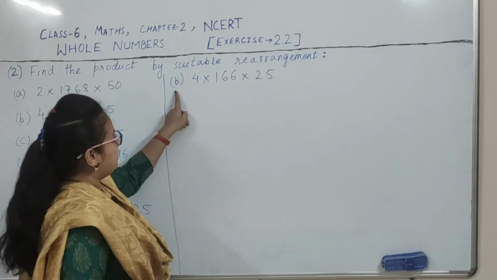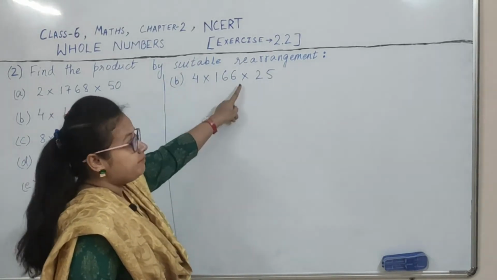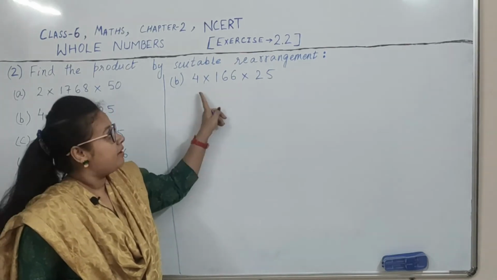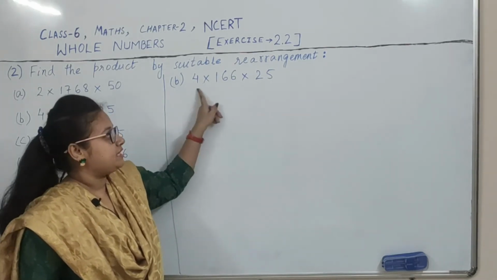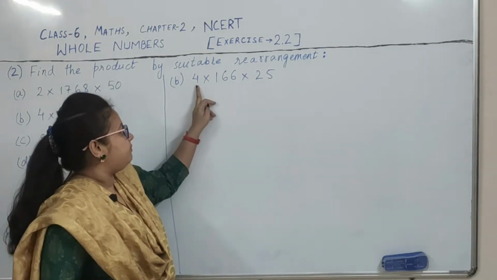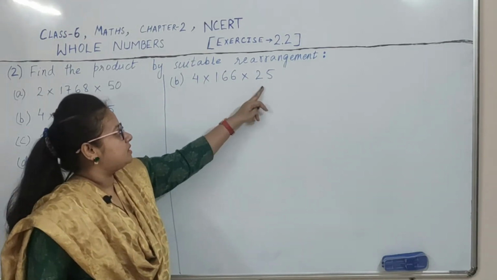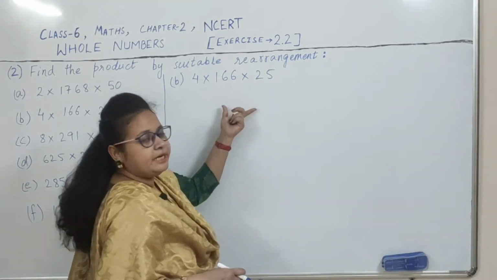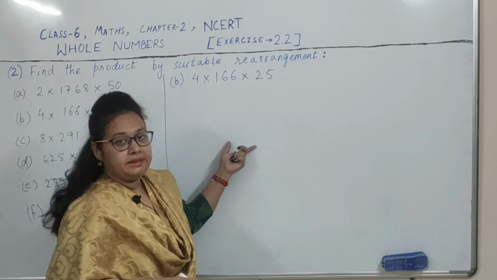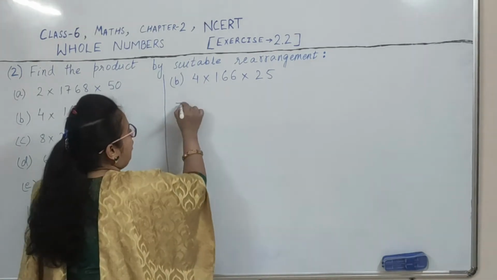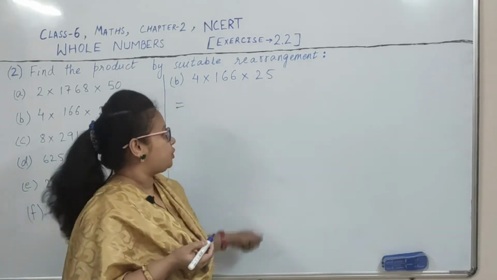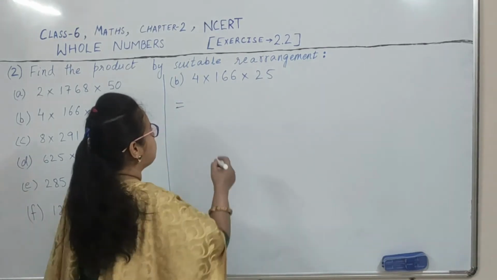See here, in question number B, three numbers are given and we have to find the product of these three numbers. Means we have to find the multiplication of these three numbers. We have to multiply this with this and this with this. But if we do that, we have to do the multiplication and it will be a little lengthy process, a long process. So what we will do, we will make use of the commutative and associative property in this question also. Let us see how it works.